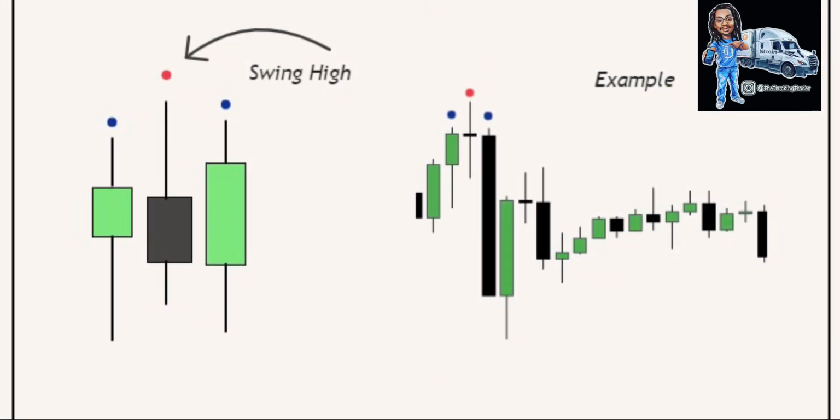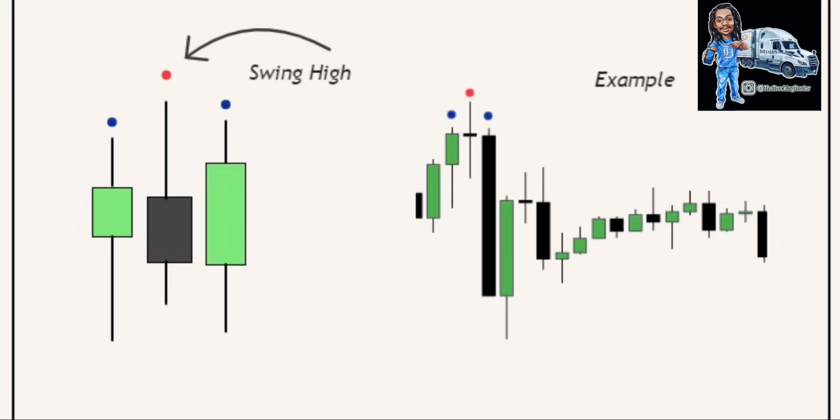Now let's look at swing highs. So when you want to identify a swing high in the market, you just have to realize that it's a 3-candle pattern, okay? And when you're looking at this 3-candle pattern, the candle in the middle always matters the most, okay? When you're looking at the wick of that candle in the middle, the wick of that candle should be higher than both the wick and the body of the candle to the left and the right of it.